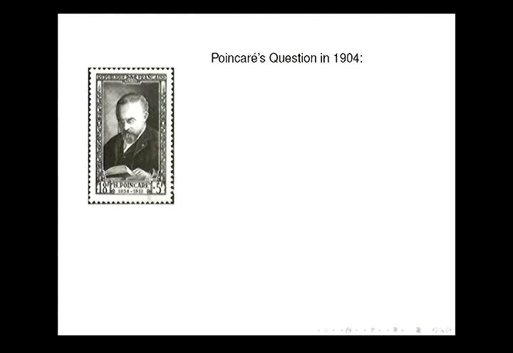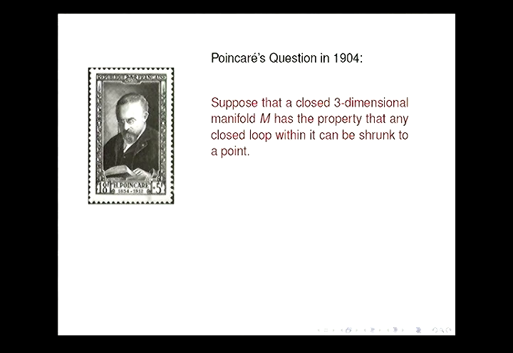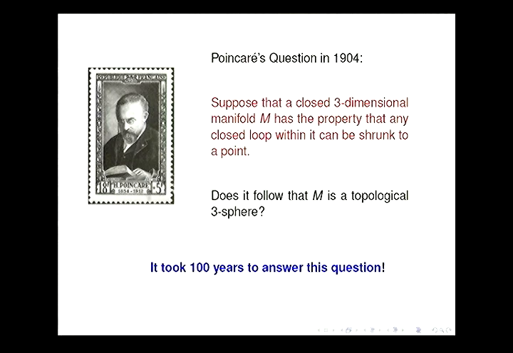Well, Poincaré asked a very famous question in 1904. He asked whether the same thing works in dimension 3. So suppose you have a closed three-dimensional manifold with this same property that any closed loop shrinks to a point. Is it true then that it has to be homeomorphic to the three-dimensional sphere? And this seemed like a natural question, but it took 100 years to find the answer.